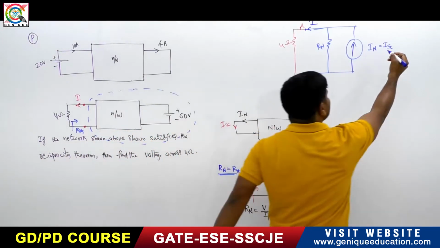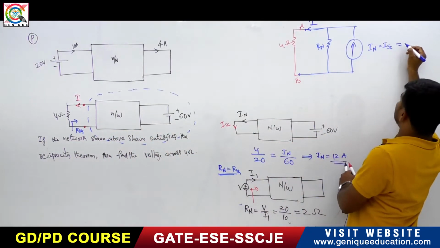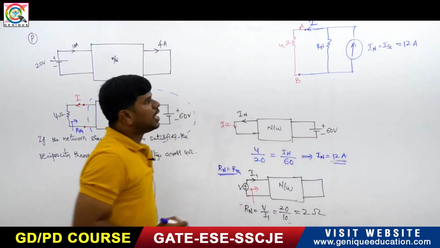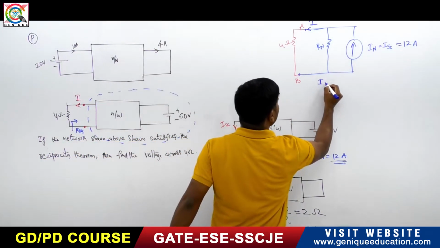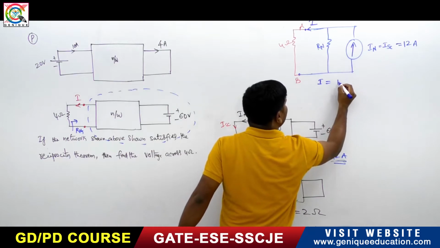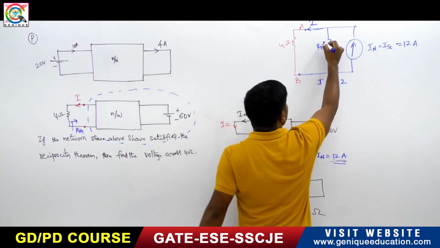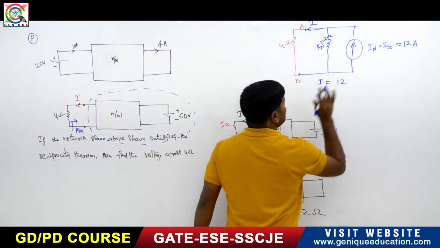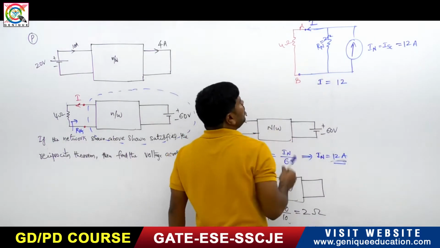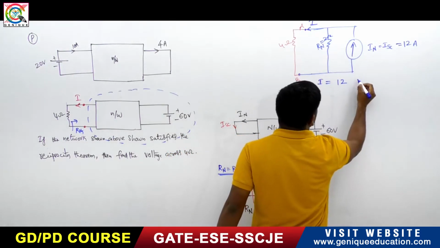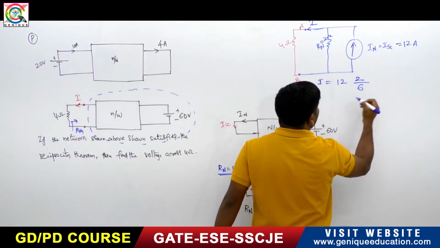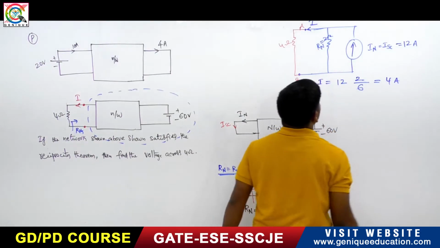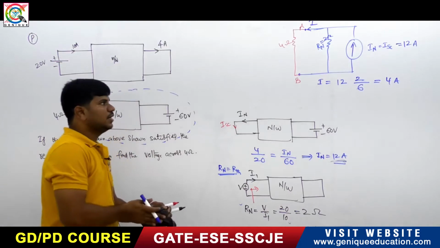Already we found IN is equal to ISC is equal to 12 amperes. So you can use the current division principle here. I is equal to the total current, 12 amperes, into the opposite resistance. What is the opposite resistance? We found 2 ohms here. The current division principle is total current into opposite resistance divided by total resistance. Opposite resistance is 2, divided by total resistance 6. So here I is equal to 4 amperes.